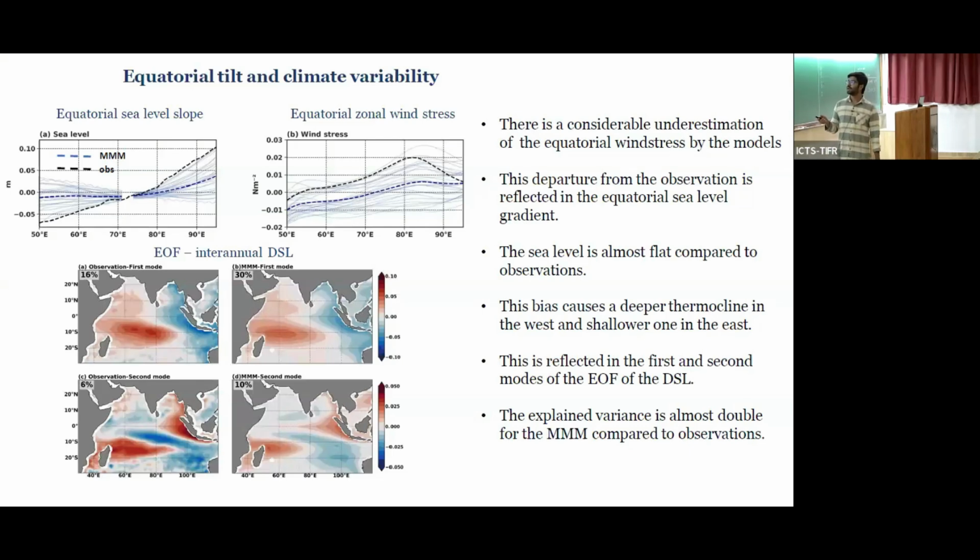So these are the first mode and second mode of EOF for the interannual DSL. We can see that the spatial patterns of variabilities are captured very well. But the first mode explained almost 30% of the total variability, where it's only 16% for the observation. And it explained 10% for the second mode, where it is only 6% in the observation.